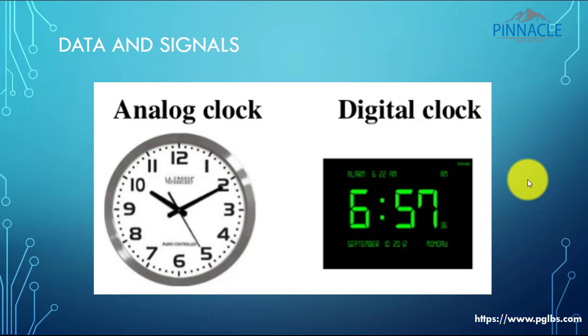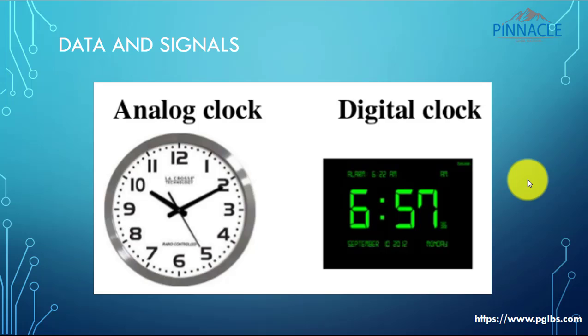You have an analog clock and a digital clock. Most of you must have seen these clocks on a day-to-day basis. First, let's understand what an analog clock is. An analog clock basically shows time in the form of hours, minutes and seconds. So you've got three needles there: a needle for hour, a needle for minute, and a needle for seconds.